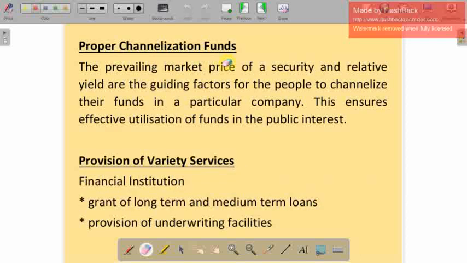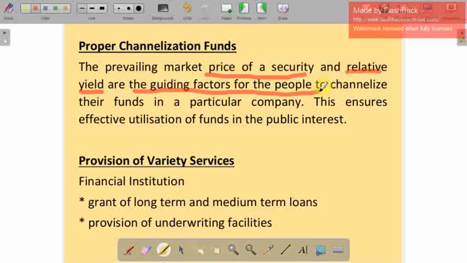And next one, proper channelization of funds. Here the prevailing market price of security, the first one, market price of security, and relative yield, and guiding factors of other people. So three things that the capital market gives to us.